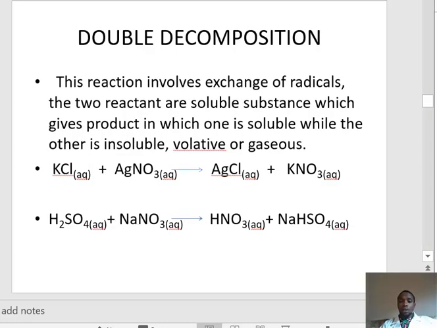Another reaction here is double decomposition. In double decomposition reactions, we have exchange of radicals.